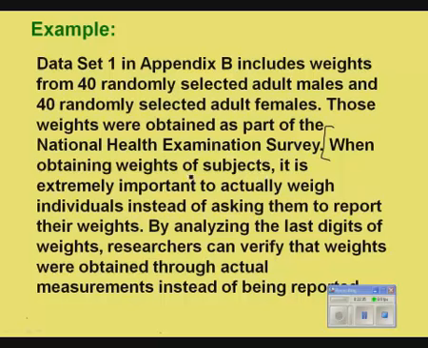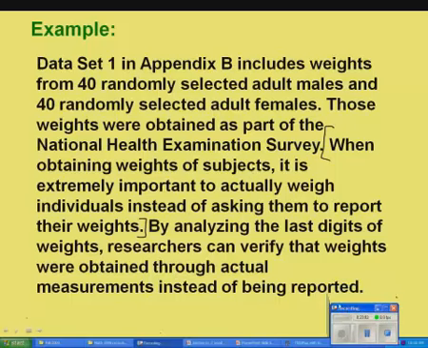When obtaining the weights of subjects, it is extremely important to actually weigh individuals instead of asking them to report their weights. Don't you think? Yeah. I'm not going to report my weight, exactly what it is, right? When the health professionals are doing this, they'll never ask you what your weight is. They're going to weigh you, right, when you walk in.